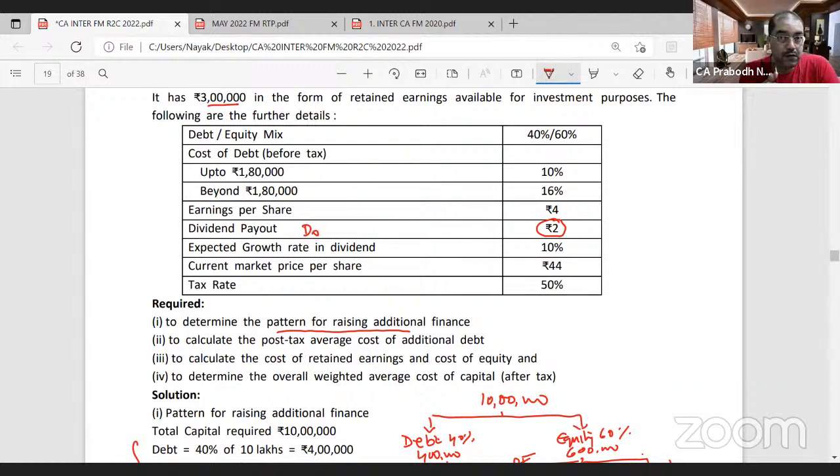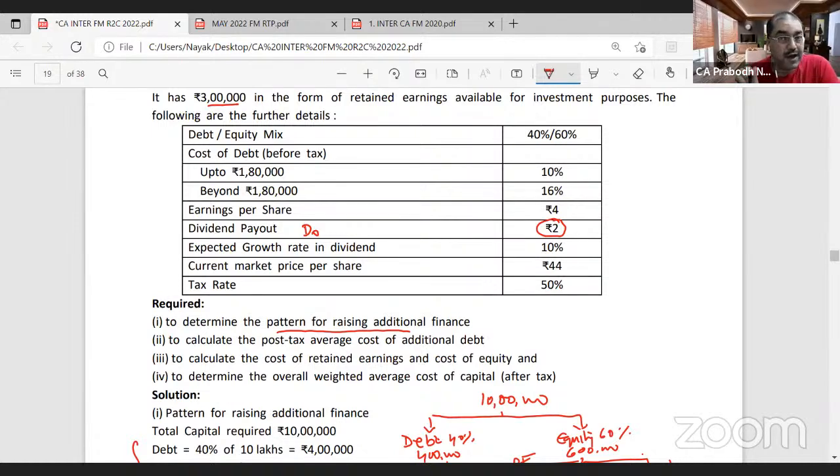Okay. So the institute has also given two different answers for two different examinations. In one, they have taken this as D0 and so on. In the other suggested answer, they have taken it as D1 and so on. We will take it as D0 because we have been given the expected growth rate in dividend.